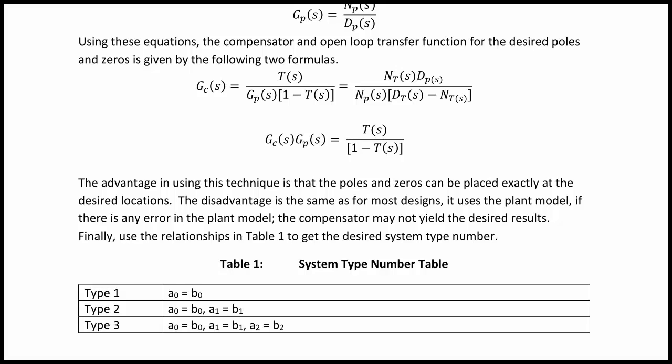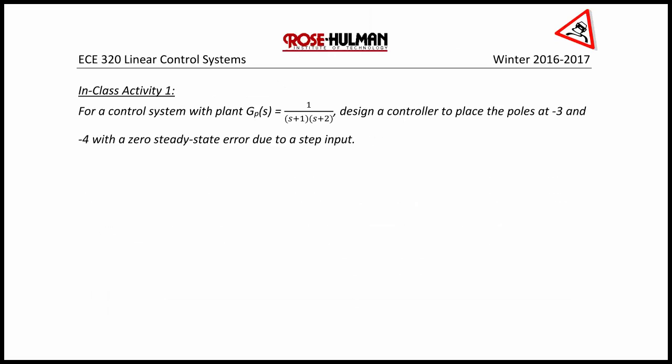We have talked about system type number before, but if you want a type 1 system, then A0 should equal B0. Or if you want a type 2 system, A0 equals B0 and A1 equals B1. Or if you want a type 3 system, A0 equals B0, A1 equals B1, and A2 equals B2.